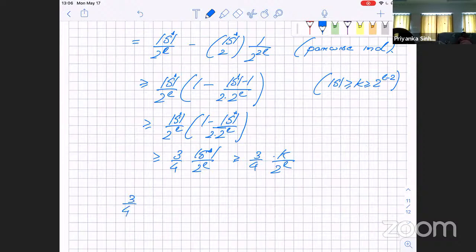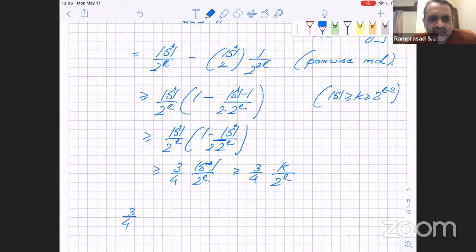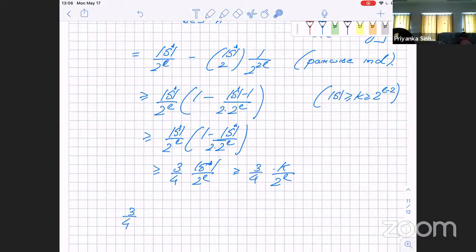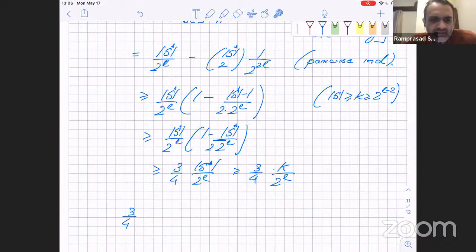Sorry, how did you get 3 by 4 mod S star by 2 power L? This quantity is at most 3/4. It is lower bounded by 3/4. I think it's 7 by 8, not 3 by 4. That's even better for me then. Oh, I see. This quantity is 3/4. Therefore, in one case I get 3/4.